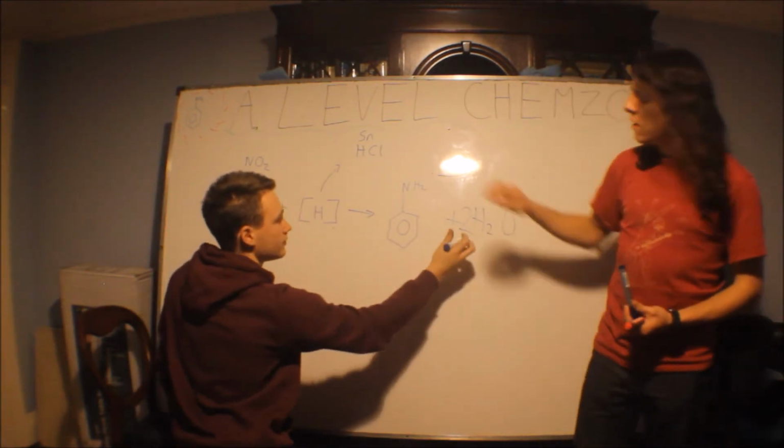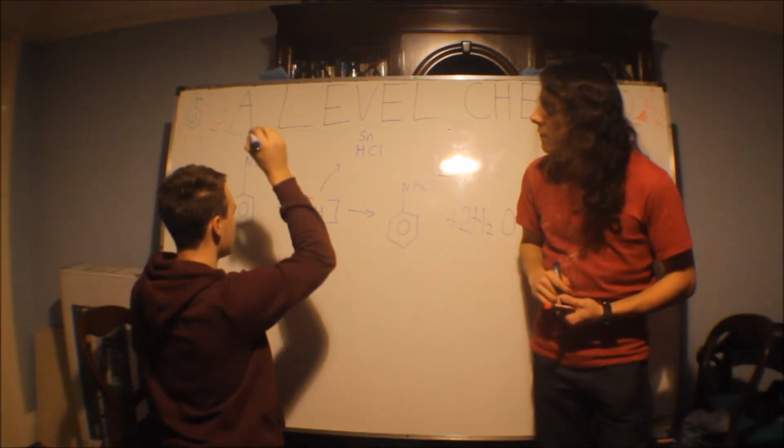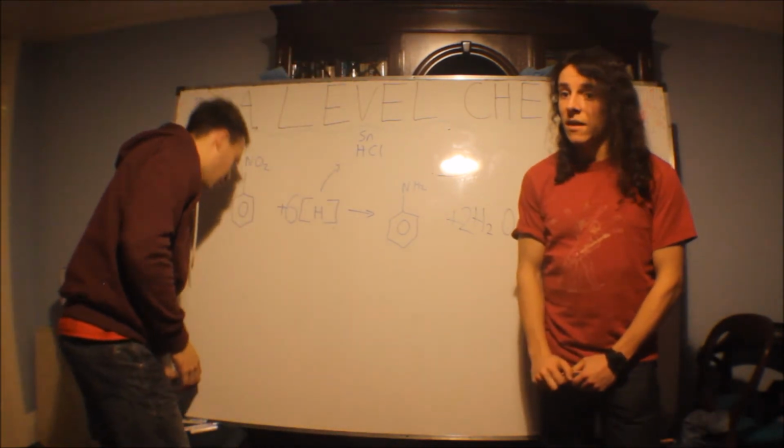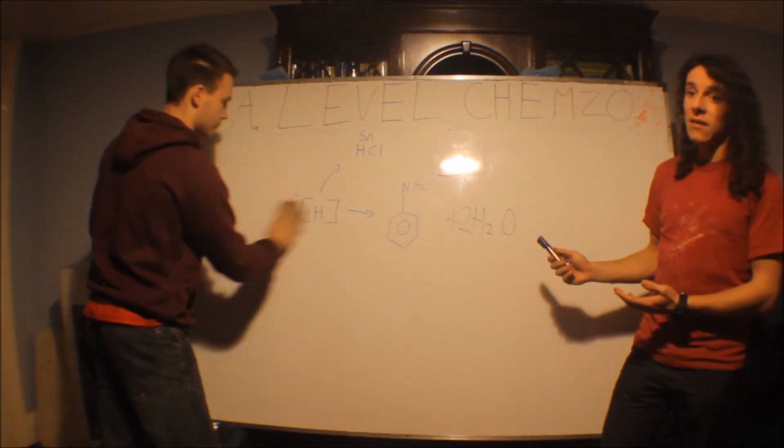But then to balance the rest, you have to see how many hydrogens you have on this side, which is 6. So you need to put a 6 in front of the hydrogen there. And that's that really. That is aromatic. Ta-da. So now you've made your aromatic amines.